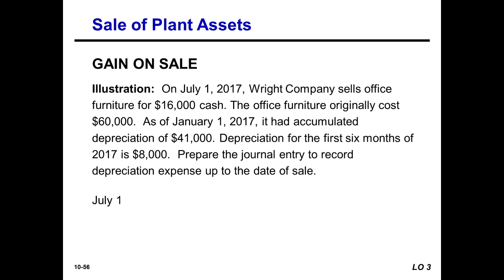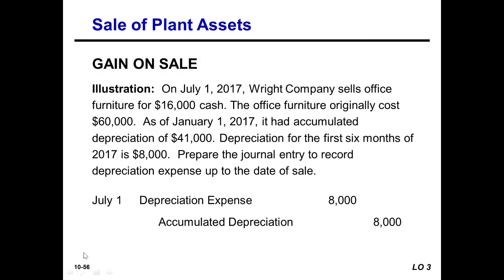Gain on sale. A very simple example. Please look here. On July 1, 2017, Read Company sells office furniture for 16,000 in cash. This is the sale price. The office furniture originally cost 60,000. That means this is the original cost, 60,000, when we purchased it. And here the sale price is 16,000.